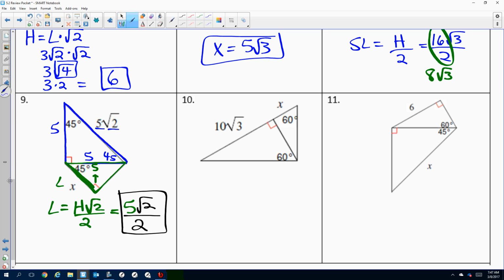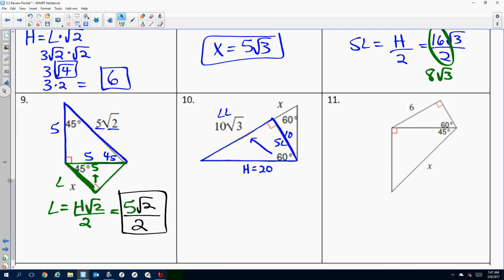All right, so where do we start on 10? If you said 10 root 3, that's absolutely right. So we start with this triangle, okay, because that is given. What does that represent? It's opposite the 60. Good, long leg, okay? So that means if my long leg is 10 root 3, then my short leg, which is over here, would equal what? Exactly, 10. And then my hypotenuse, which is over here, would equal what? Double the 10, 20, exactly.